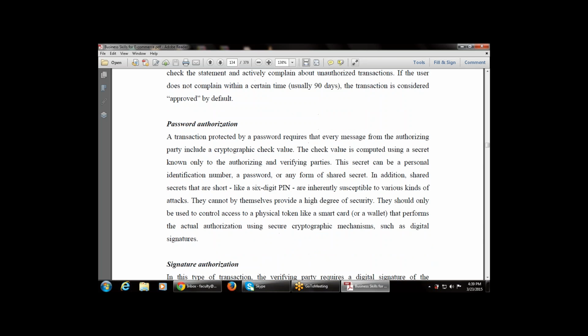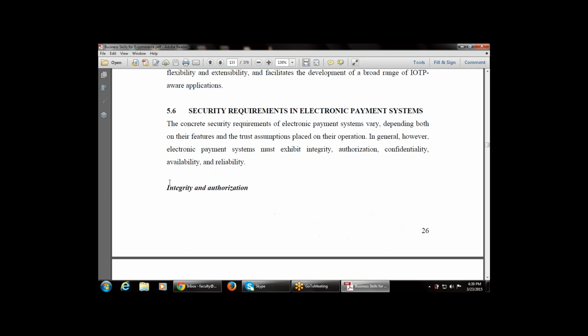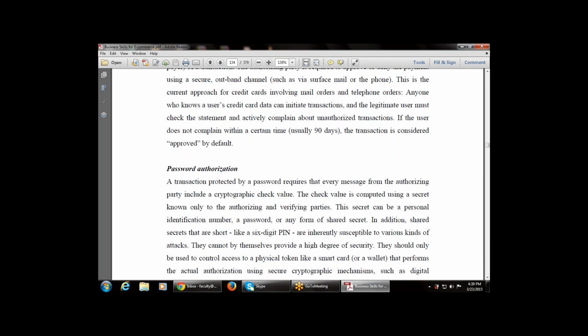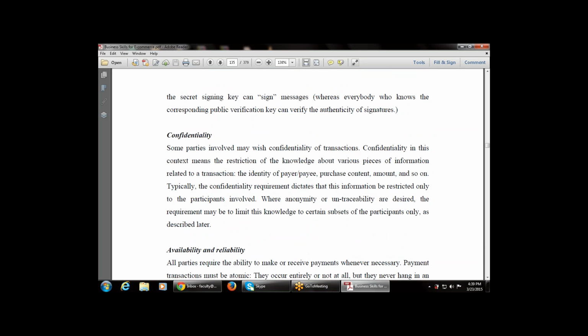So this is the next type. One type is integrity and authorization, one security requirement. Integrity means integrate the information. Authorization means identify whether the person who is making the transaction is an authorized person or not. That includes three parts. One is outbound authorization, one is signature authorization, one is password authorization.